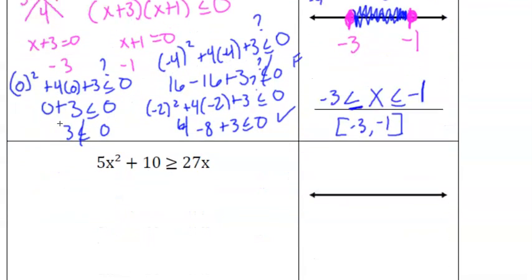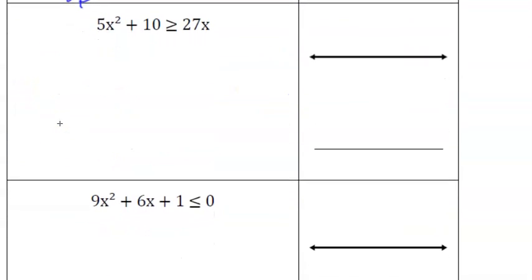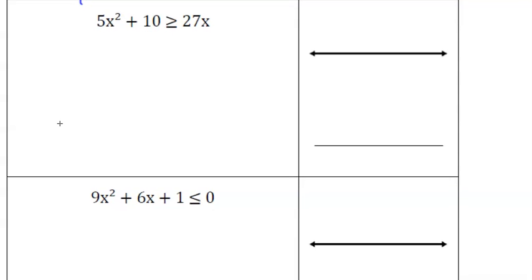Let's look at the next one. So we have 5x squared plus 10 is greater than or equal to 27x. It's not equal to 0 yet, so let's do that. Subtract 27x from each side. And then we have 5x squared minus 27x plus 10 is greater than or equal to 0.